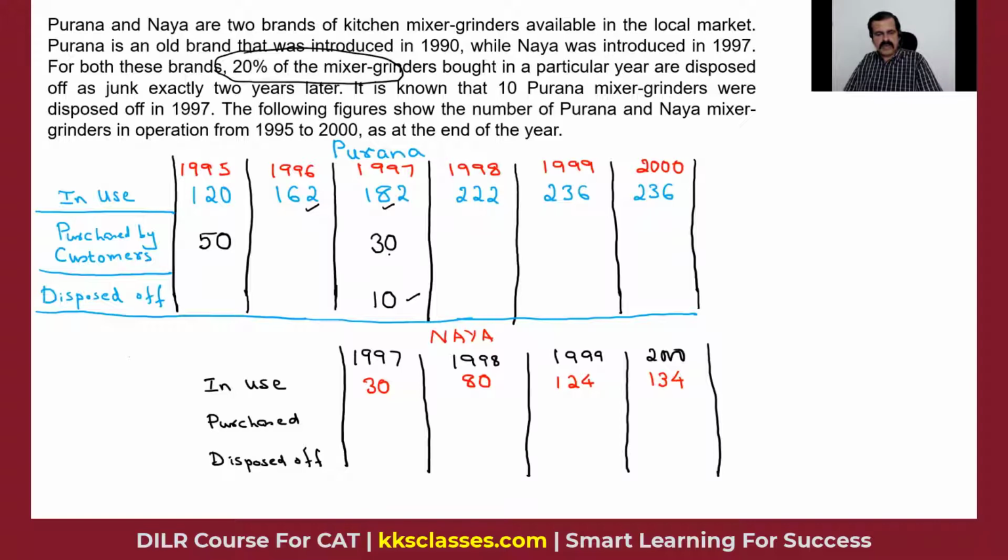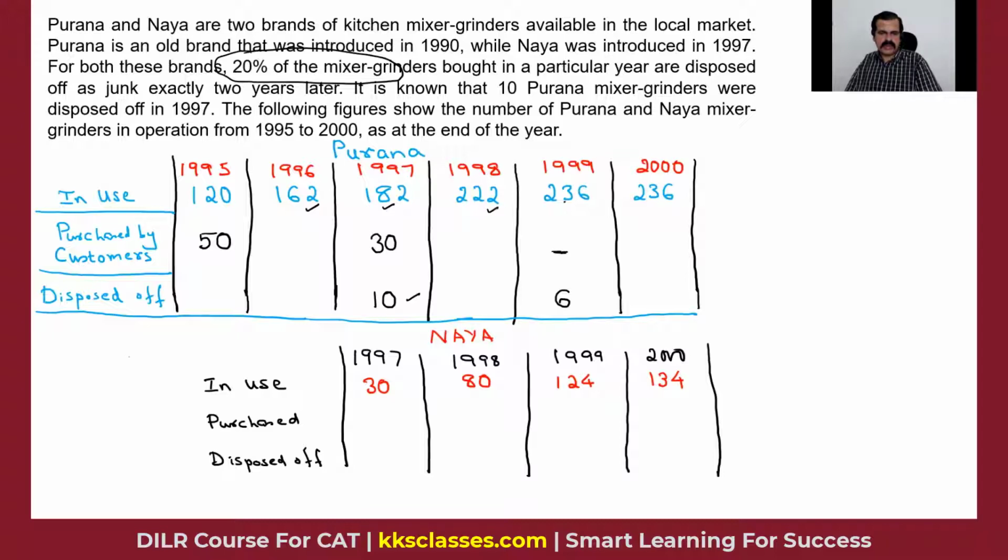Now, once we have this number here, according to the data, 20% of this will be thrown away 2 years later. So 20% of this is 6, that will be disposed of 2 years later. Now, once we have this number, I should be able to calculate this number here, like we did for 1997, correct? Okay. How do we do that?